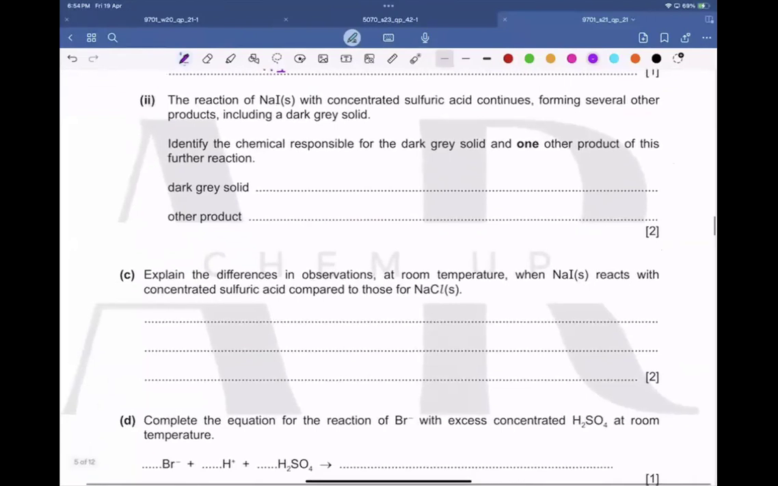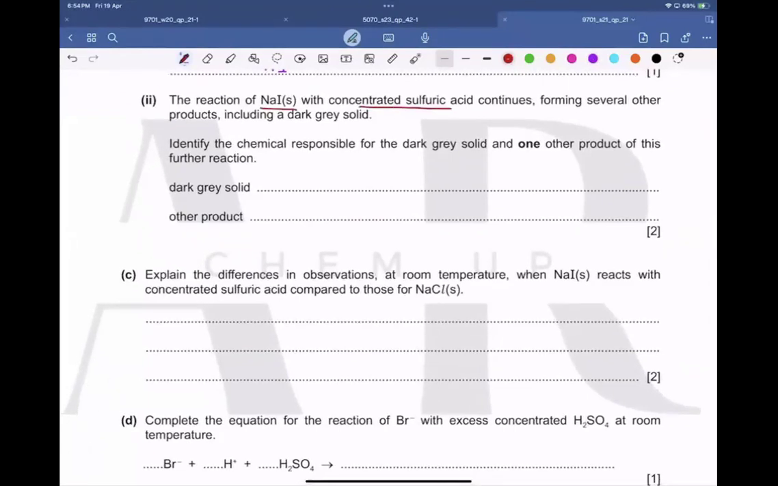Next. The reaction of sodium iodide with concentrated sulfuric acid continues, forming several other products, including a dark gray solid. So if you recall, the dark gray solid would be iodine.